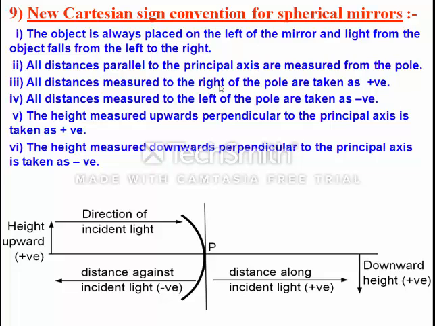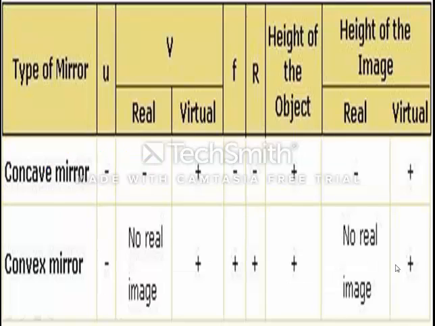After that we came to the new Cartesian sign convention for spherical mirrors, and here I told you that it is not positive, it will be negative. Downward height is written here as positive by mistake, correct it, it will be negative. After that we saw when u will be negative, when v will be negative and positive, and the focal length and radius of curvature, all these things.